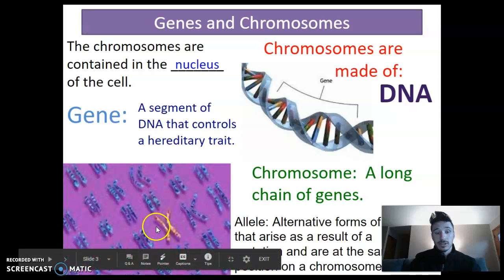Now, on mom's, on the left, she might have the gene right here for brown eyes. And on dad's, on the right, he might have the same gene for eye color in the same position, but his gene may be mutated and be for blue eyes. Now, because these are both eye color genes in the same location on the same chromosomes, we call them alleles. Alleles are just alternative forms of genes, right? Variations between genes. The same genes.